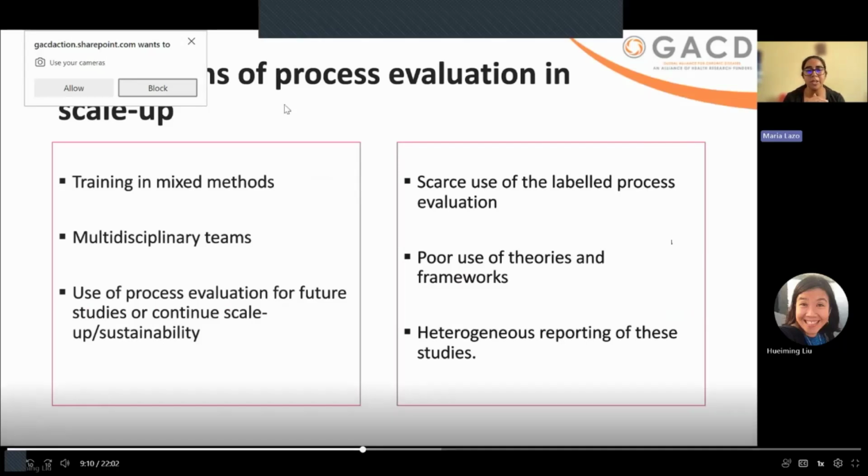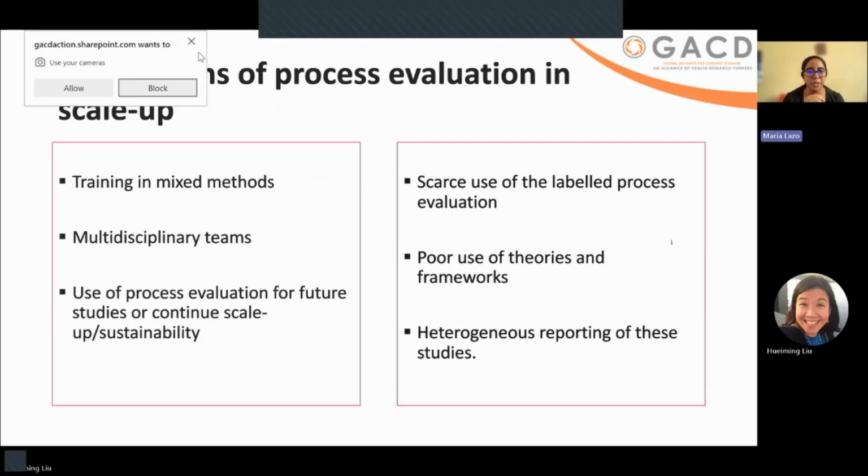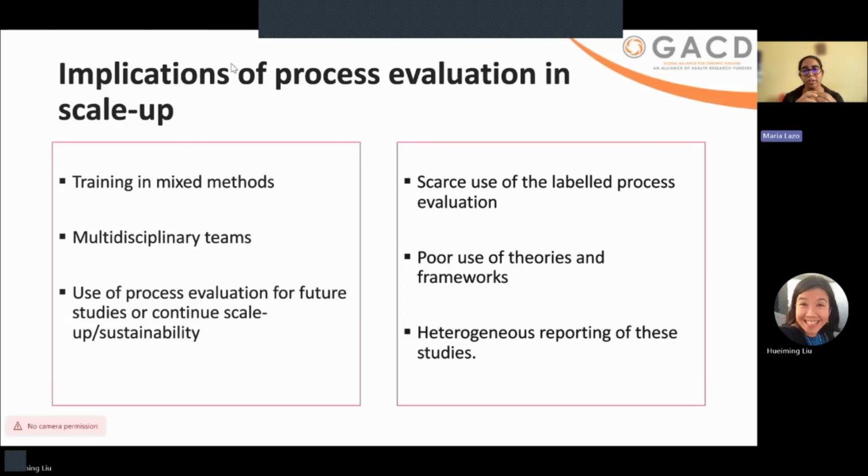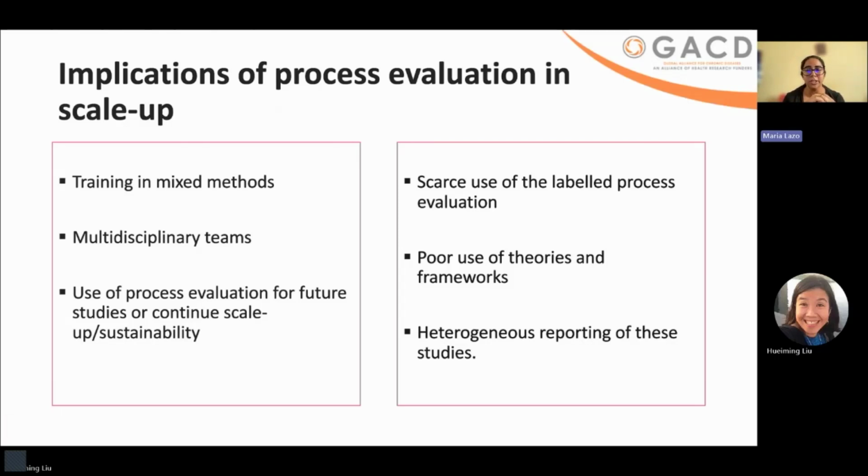Finally, some implications about process evaluation in scale-up. So there is the need of training in mixed methods. This is based on trying to conduct a better evaluation. Then the need of multidisciplinary teams to include a more comprehensive evaluation, and define the use of process evaluation for future studies or to continue scale-up and/or sustainability.